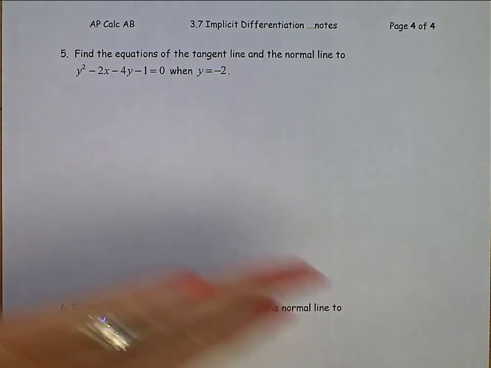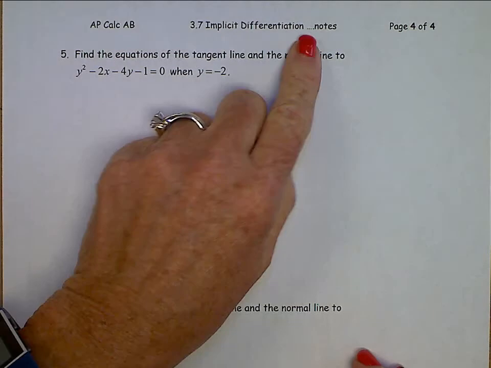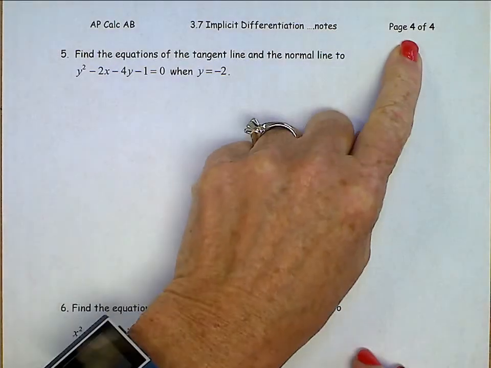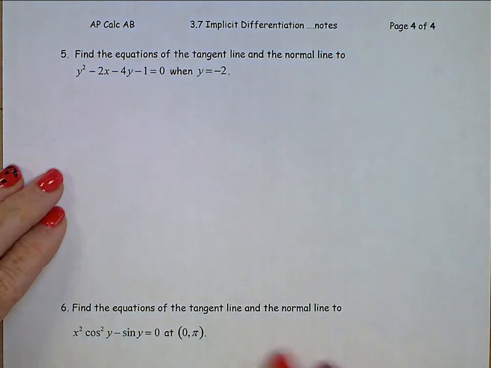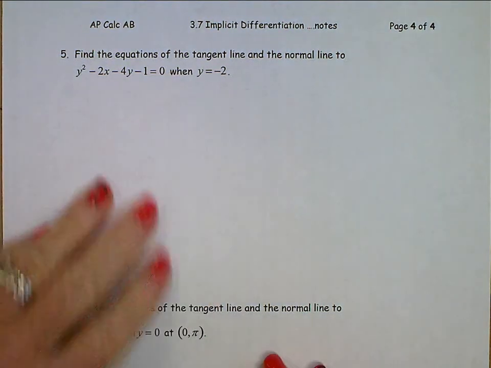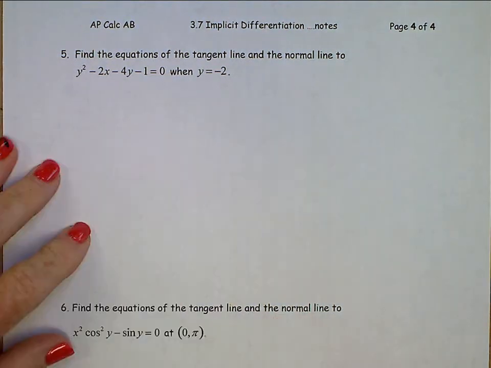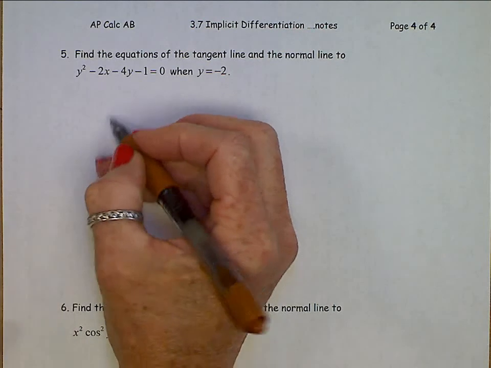Section 3.7, implicit differentiation, page 4. Some more problems of implicit differentiation, this time with some applications of tangent lines and normal lines. So let's start right here with number 5.